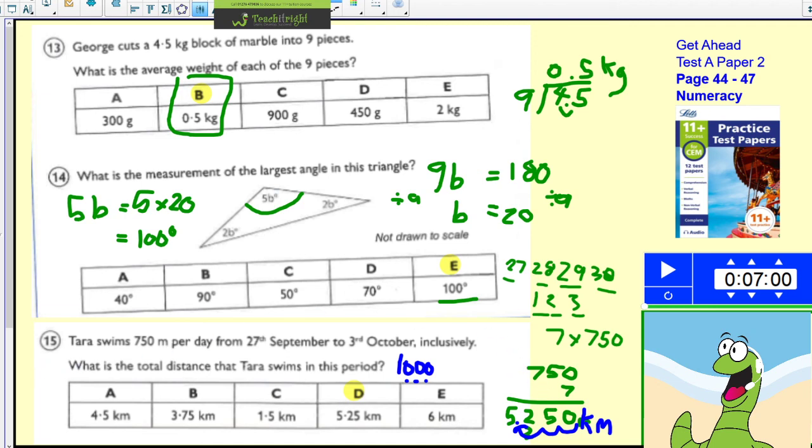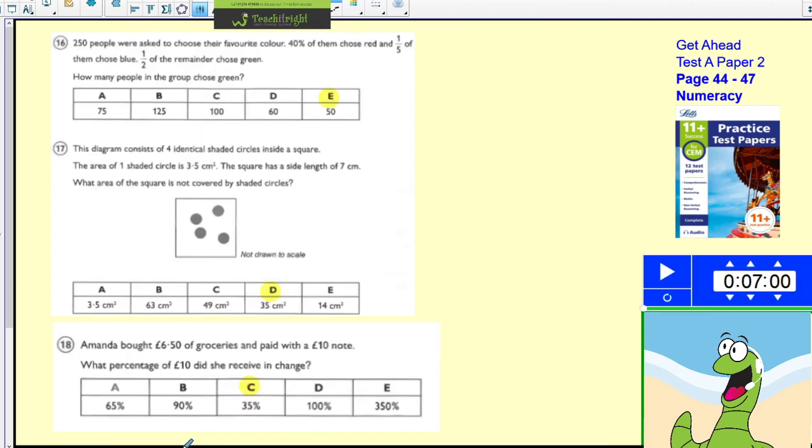Right, last page. Number 16. 250 people were asked to choose their favourite colour. 40% chose red, a fifth chose blue, half of the remainder chose green. Okay, so let's work out what the remainder is.